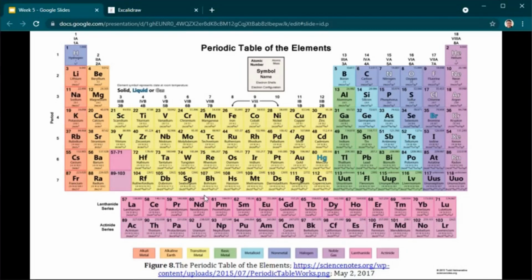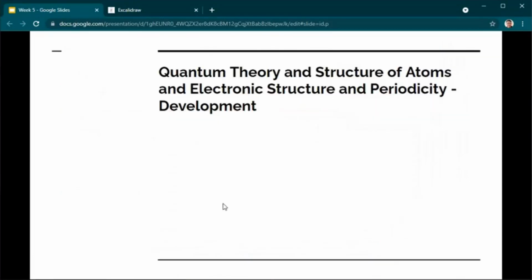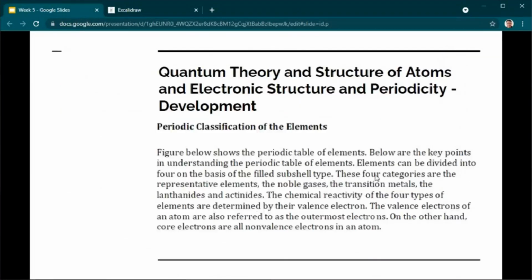We have the transition metals. Let's see. I think it was mentioned here. The four major categories are the representative elements, the noble gases, the transition metals, the lanthanides and actinides. The chemical activity of the four types are determined by their valence electrons. The valence electrons are the outermost electrons. So again, representative elements, noble gases, transition metals, lanthanides and actinides.